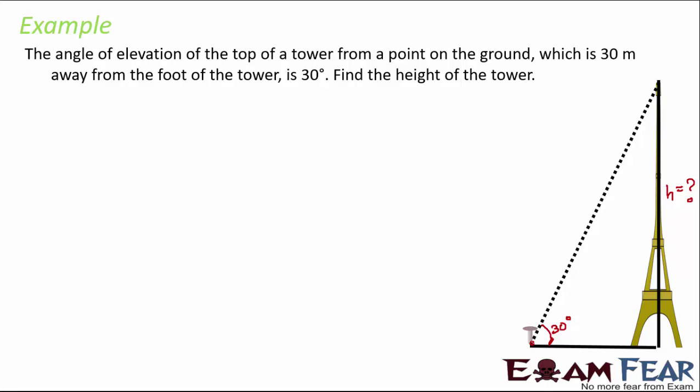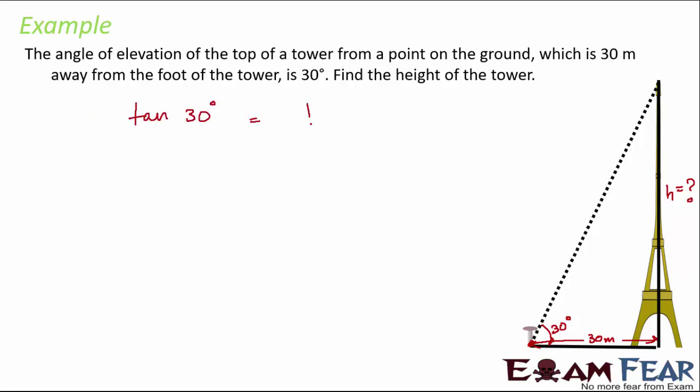And let us suppose this is the point on the ground which is 30 meters away from the tower. That means this distance is 30 meters and also this angle of elevation is 30 degrees. So this is all that we have, and now we have to calculate the height. So here we are bothered about two values. One is this height, the other is this base. So basically here we will talk about tan theta.